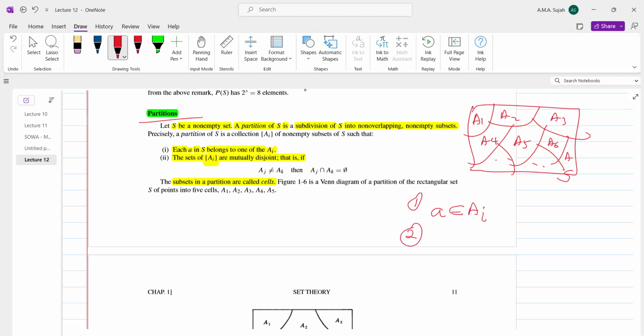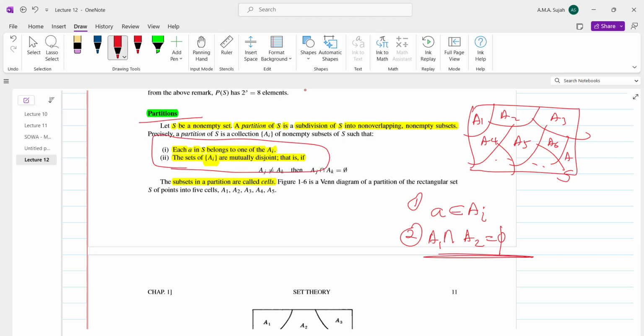Second thing, the partitions are mutually disjoint, right? Mutually disjoint means if you look at any two partitions, they are disjoint. It means they don't have any common elements. If you take A1 and A2, their intersection is empty. Mutually disjoint means there are no common elements between two partitions. These are the two concepts you need to remember while you are doing partitions.